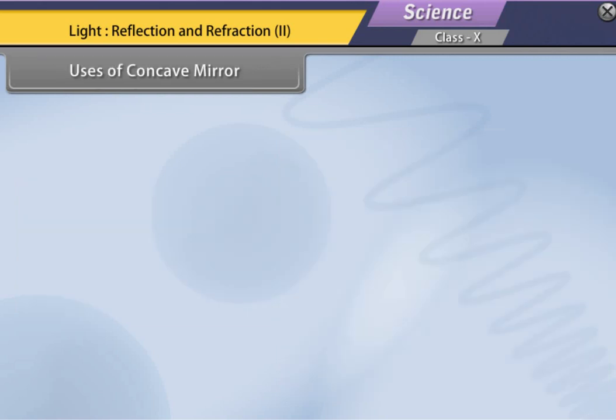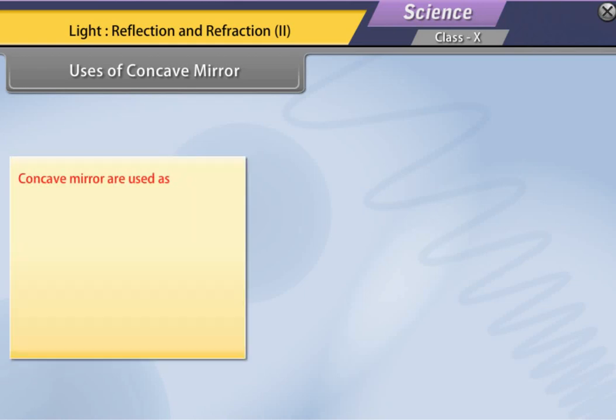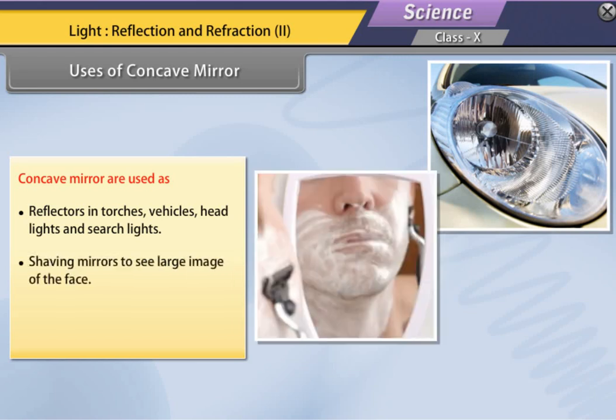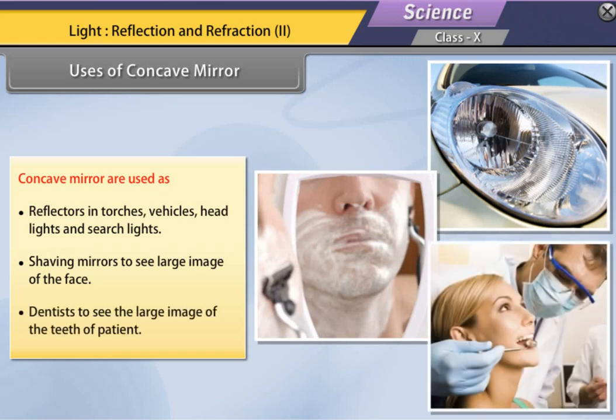Uses of concave mirror. Concave mirrors are used as reflectors in torches, vehicle headlights, and searchlights. Shaving mirrors to see large images of the face. Dentists to see large images of the teeth of patients.